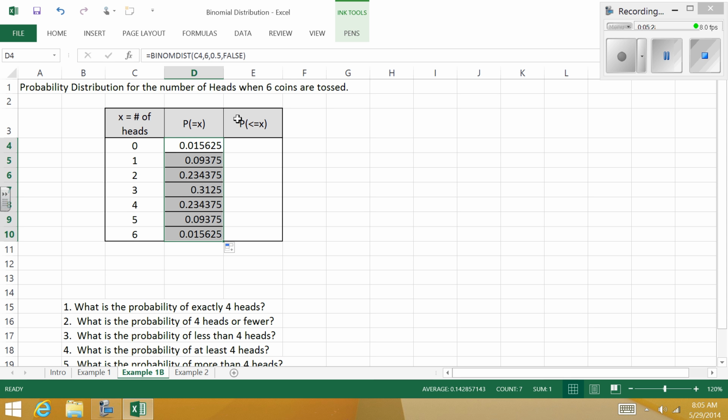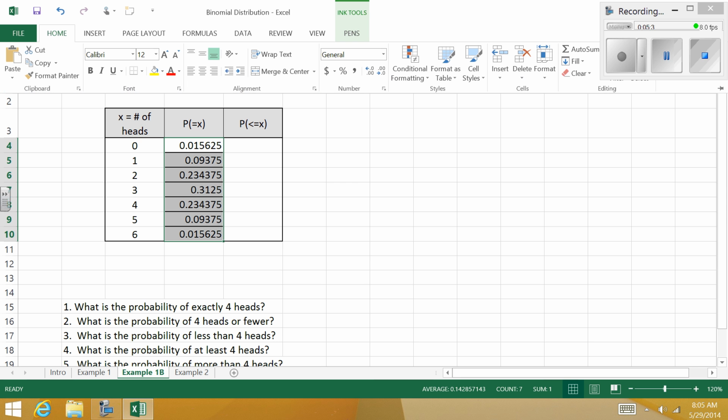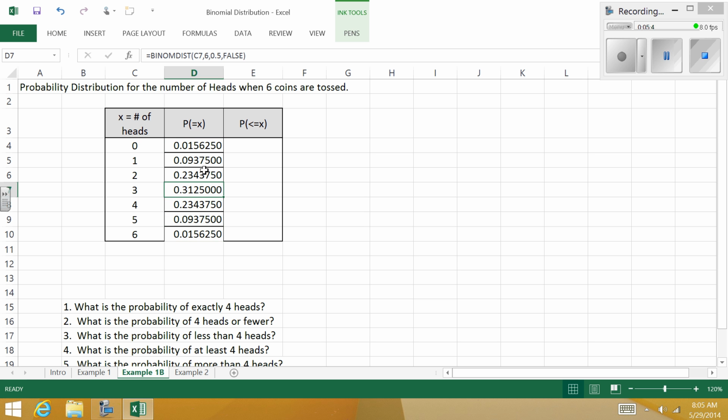When you're displaying this, sometimes I find it helpful to show more decimal places or fewer decimal places, just to make the table a little more consistent when I'm comparing. You'll notice that 3 has the highest probability, which makes sense. If you toss 6 coins, our most likely outcome is that exactly half of them would come up heads. And the probability of either 2 heads or 4 heads are a little less likely, but still high up there.